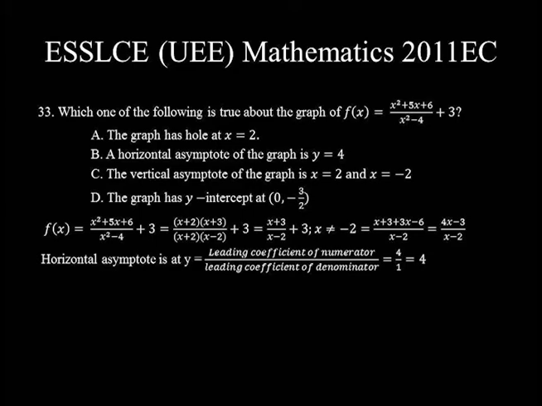For the purpose of this discussion, let's check choice C and D. C, the vertical asymptote of the graph is x is equal to 2 and x is equal to negative.